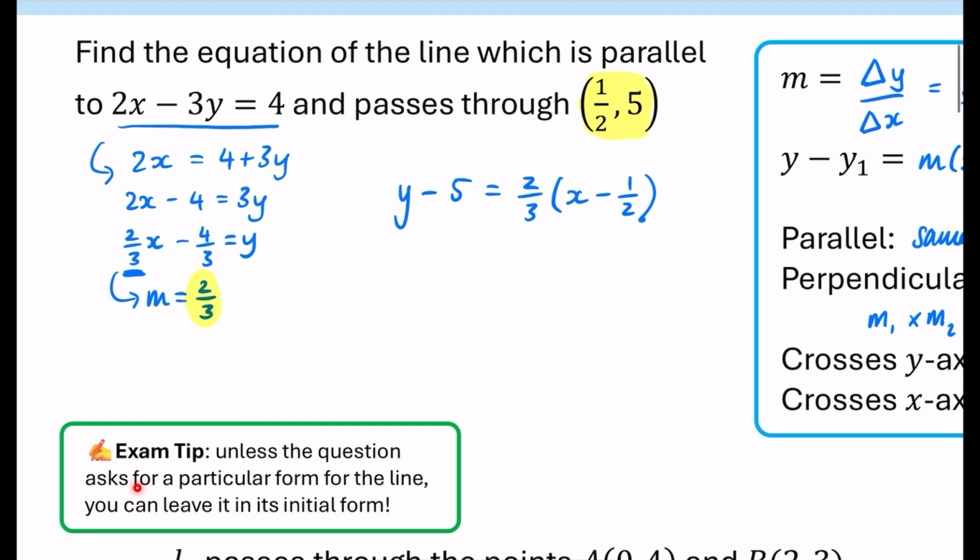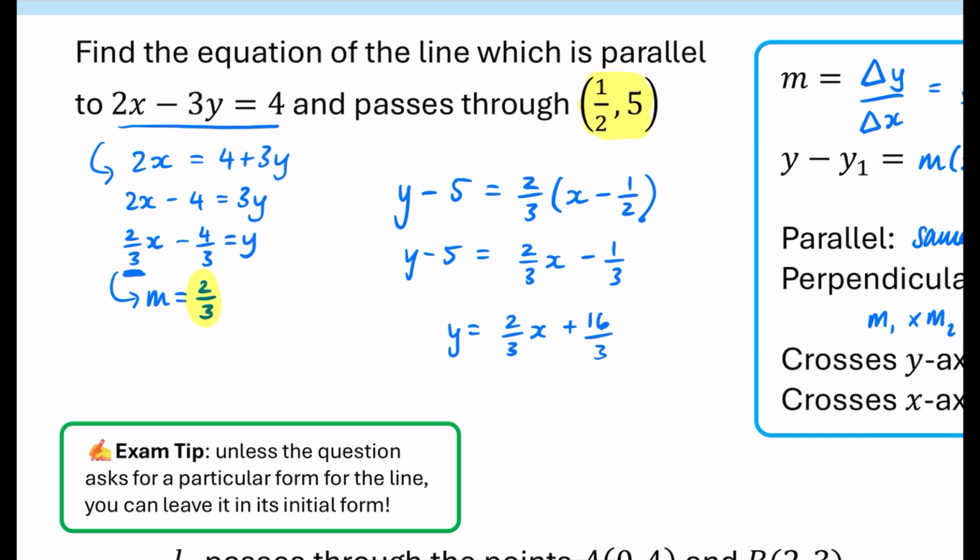It says unless the question asks for a particular form for the line, you can leave it in its initial form. So I'm going to leave it in this form here. Am I? No, I'm going to rearrange it in case you did some rearranging. So very quickly I will expand the brackets to get 2/3 x, and 2/3 times 1/2 is 1/3, and then I will add the 5 onto the right hand side, so I get 2/3 x plus 16/3.